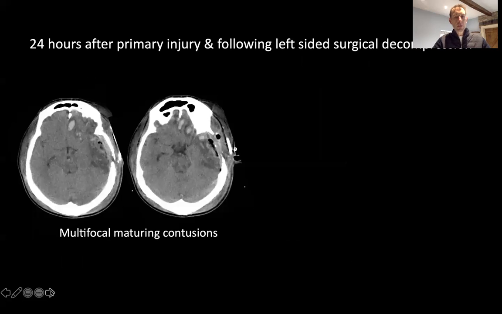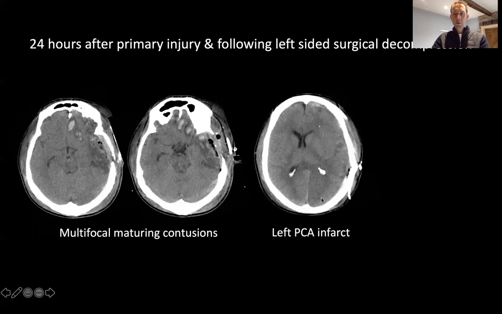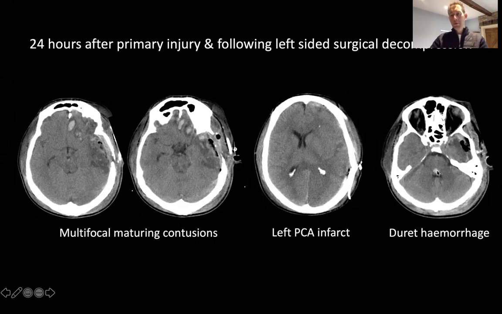Here's an example of the types of injury that you can get. So here we've got multifocal cortical contusions. You can see 24 hours after the primary injury, they've made an attempt to decompress, to decrease the raised intracranial pressure. But they've still ended up with a posterior cerebral artery infarct. You can see that PCA is gone. But there's also this hemorrhage within the posterior pons, and this is a Duret hemorrhage due to transtentorial herniation and compression of the brainstem. So diffuse axonal injury, a slightly different pattern, but here we've got Duret hemorrhage due to compression and transtentorial herniation.